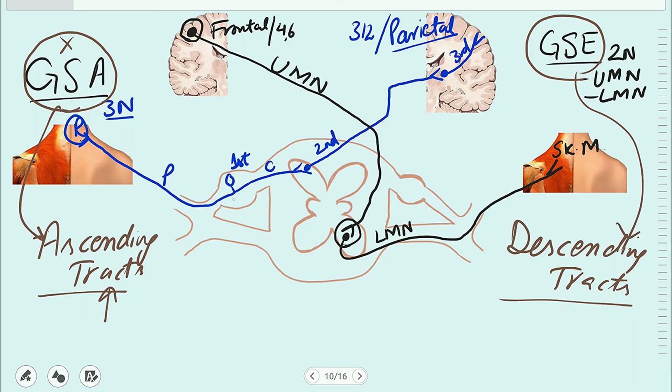In all kinds of ascending tracts, the first neuron will be present in the dorsal root, the second neuron will cross and ascend and will synapse with the third order neuron in the thalamus, and the third order neuron will reach the destination, that is the parietal lobe. These facts are common to all the ascending tracts. And in the descending tracts, we will have two neurons, an upper motor neuron, whose cell body is present in the frontal lobe, and a lower motor neuron whose cell body is present in the ventral horn of the spinal cord.